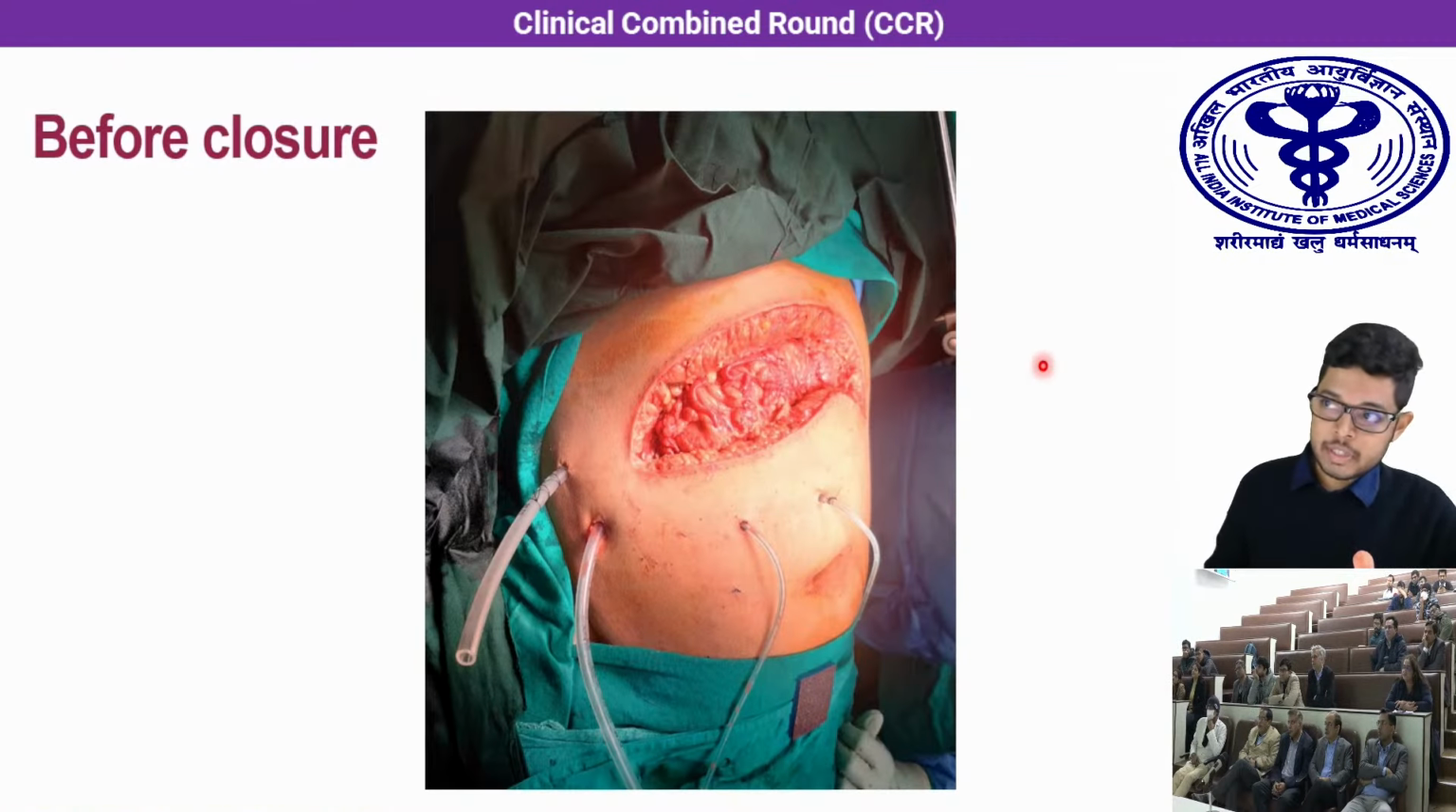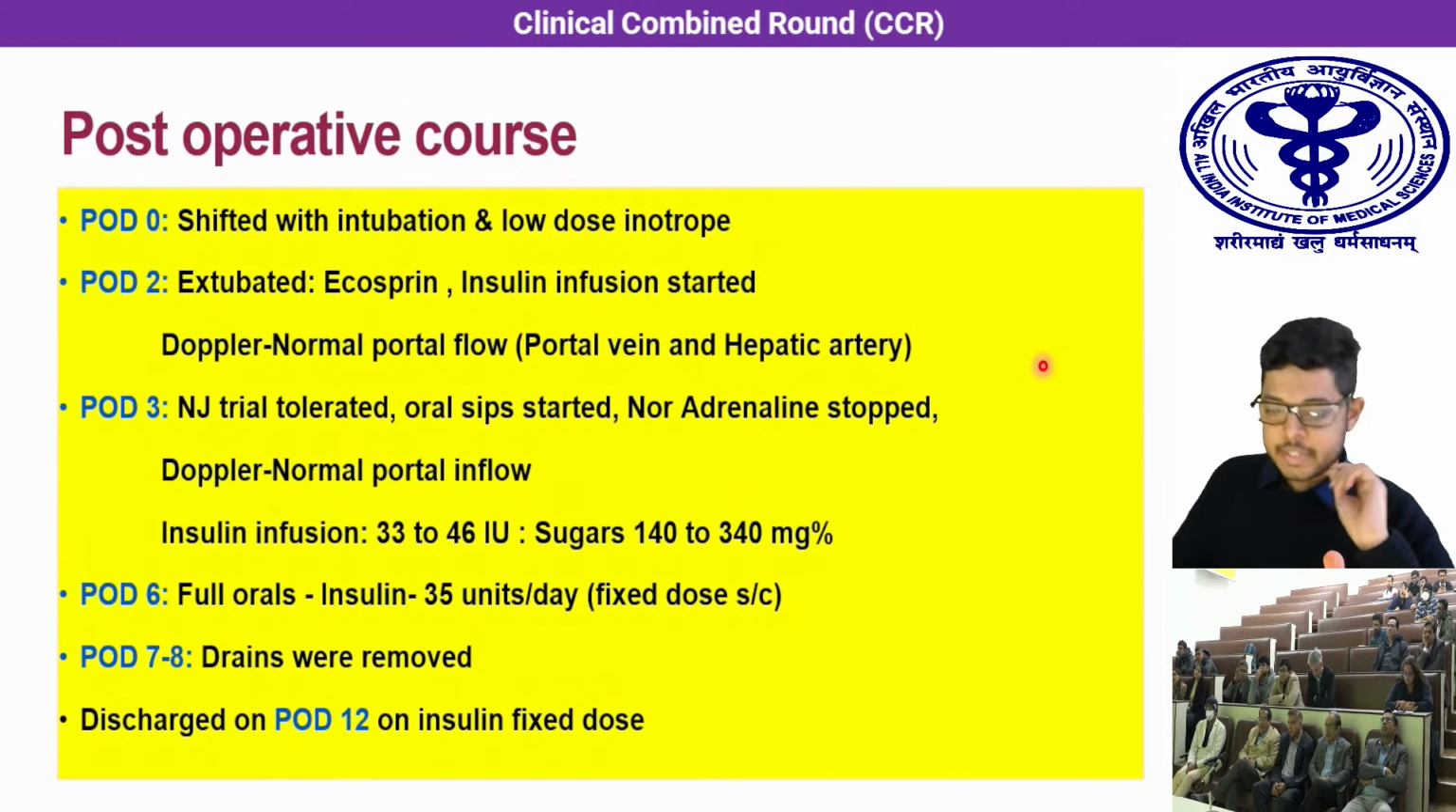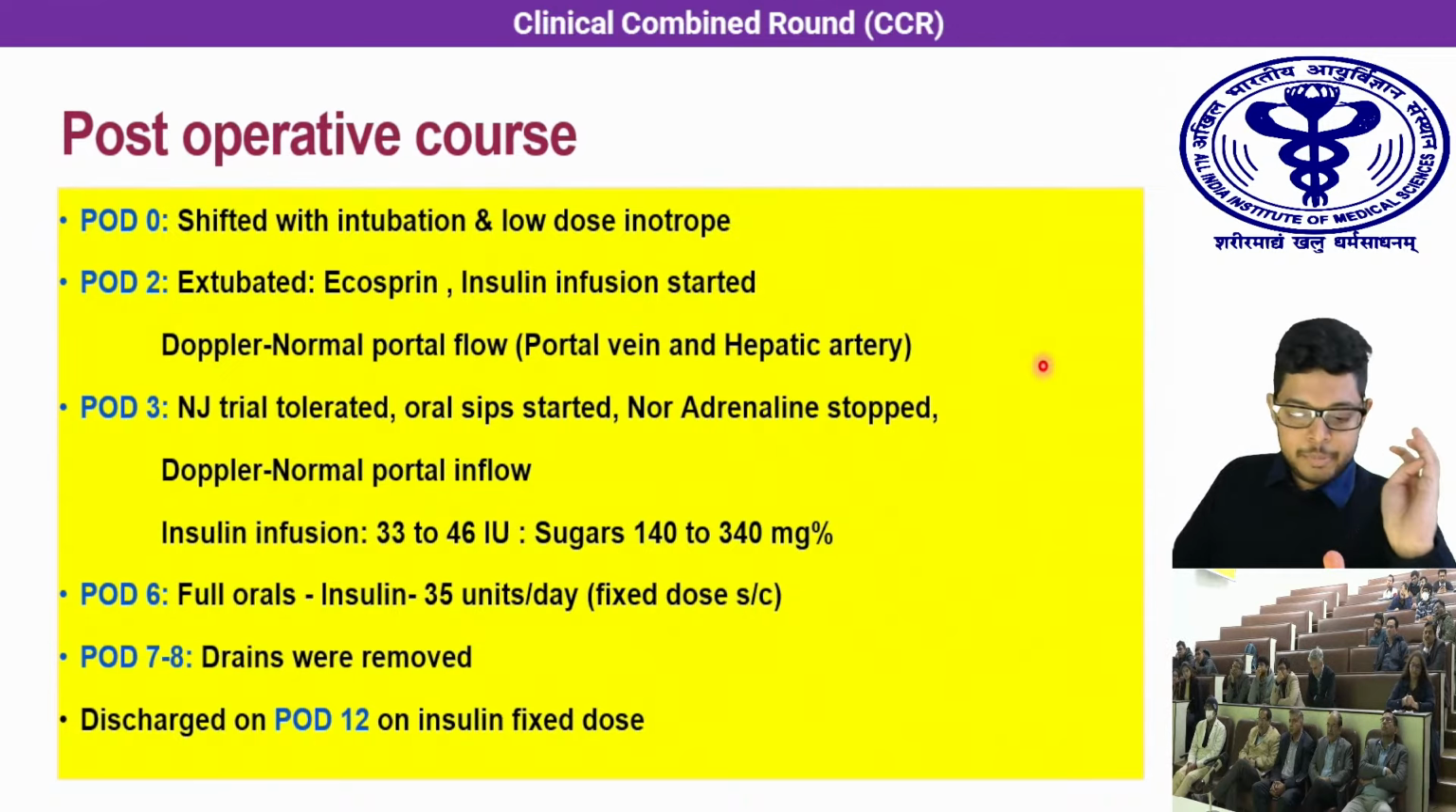Drains were inserted, and the abdomen was closed. Postoperatively, this patient was shifted to the ICU. She was shifted intubated and on low dose inotropic support. On postoperative day 2, she was extubated and ecosprin was started. Insulin infusion was going on at that time, and Doppler was done on POD 1 and POD 2, and that showed a normal portal flow. There was normal flow in the portal vein and also in the hepatic artery.